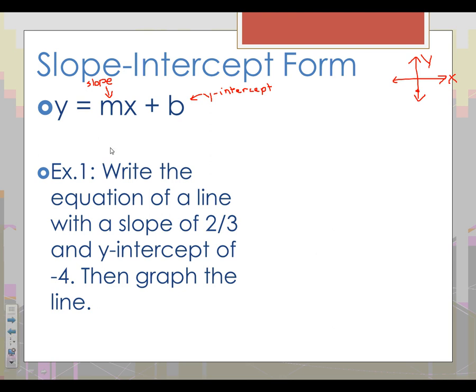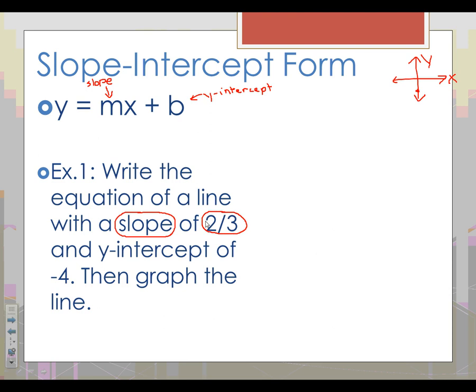Write the equation of a line with a slope of 2/3 and a y-intercept of -4. Then graph the line. So when you read a problem like this, you're going to need to break down what exactly we're given and then base what you need to do off of that. We're given everything we need to know in this one. Specifically, we're told the slope is 2/3.